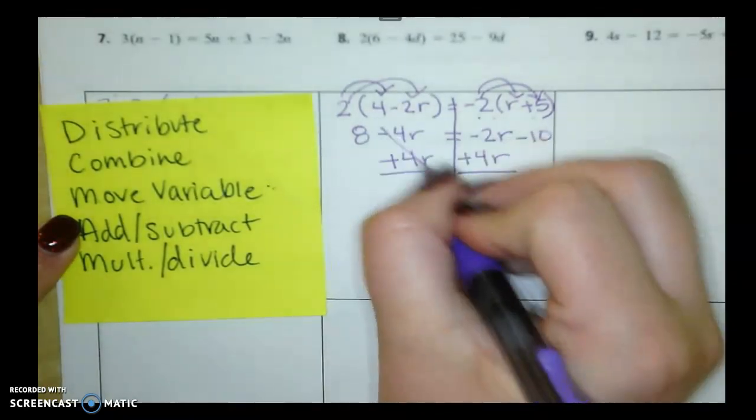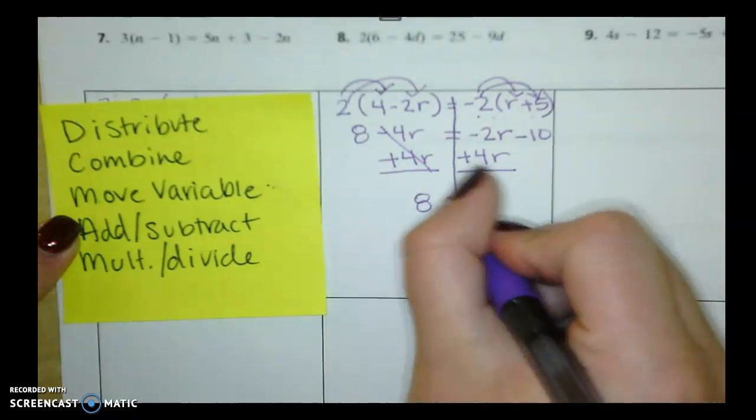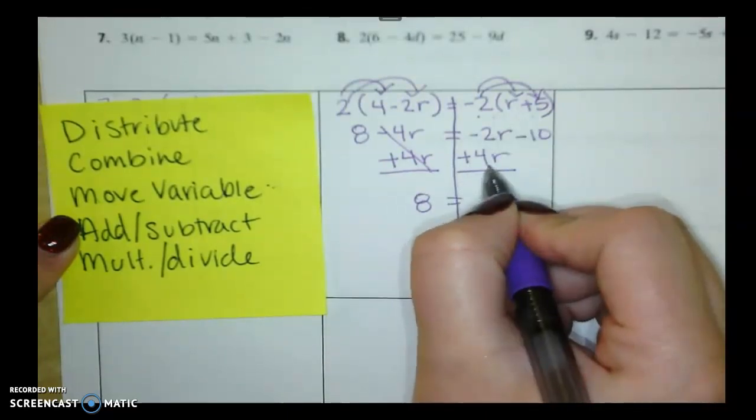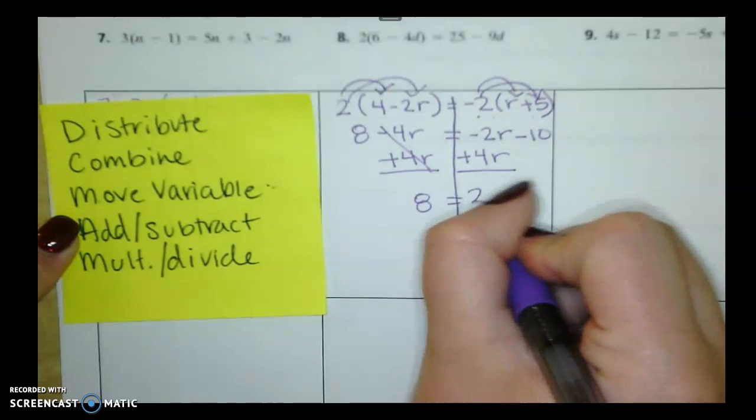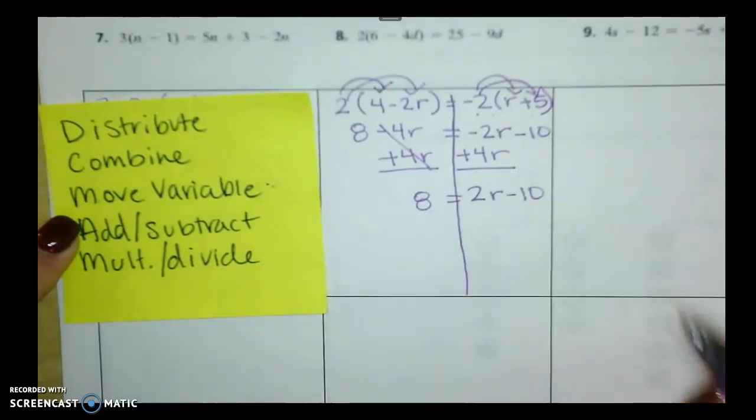Negative 4r plus 4r cancels out. Left with 8 on this side. Negative 2 plus 4 is actually positive 2. So I have positive 2r minus 10.